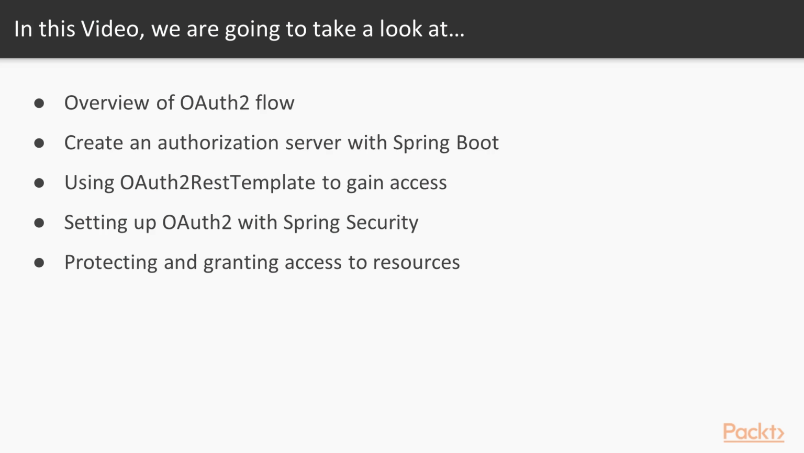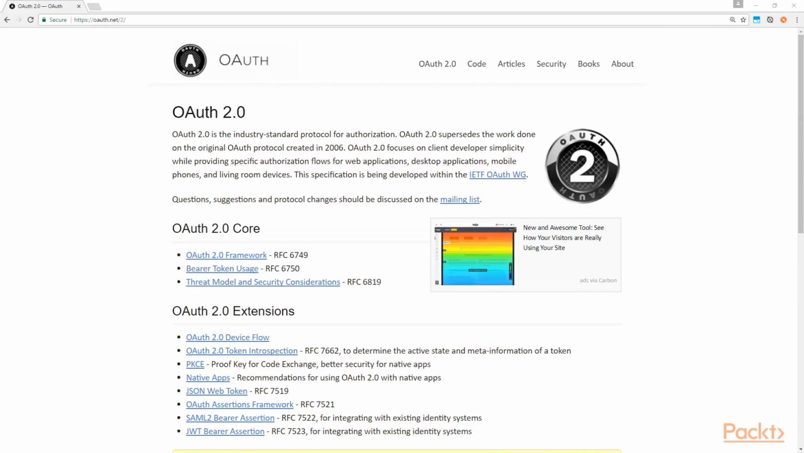In this video, we'll discuss using Spring Boot Starter Security and Spring Security OAuth2 to implement OAuth2 authorization into our application. We'll cover OAuth2 with Spring Security, how to set up an authorization server with Spring Boot, protecting and granting access to resource servers, and using the OAuth2 REST template in a client to gain access to resources. OAuth2 is currently one of the most popular approaches to authorization.